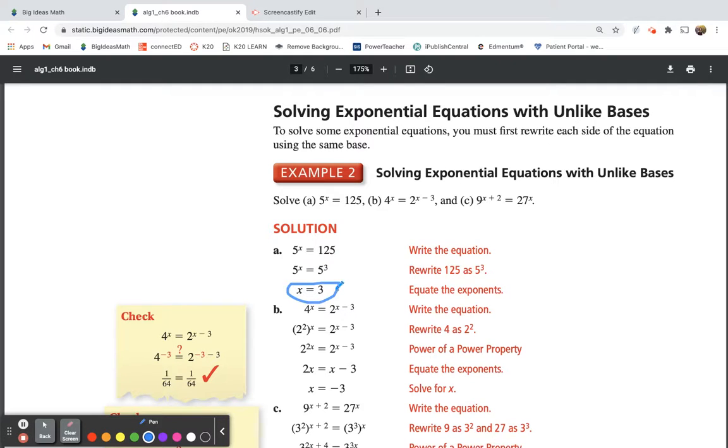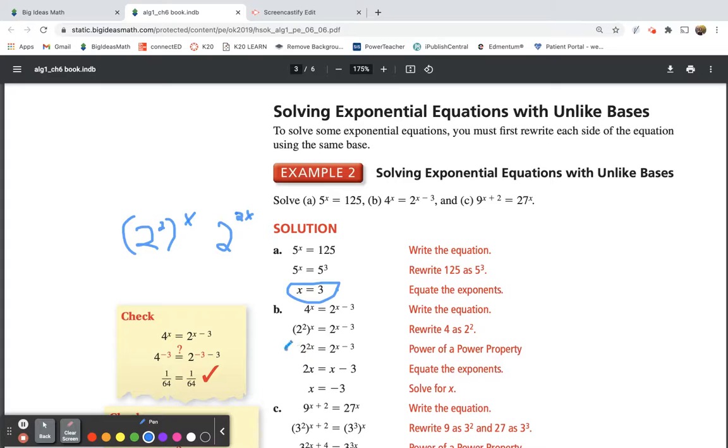On B, we have 4 to the x equals 2 to the x minus 3. So on this one, we can make 4 a 2 because 2 squared is 4. Even though it has another exponent, we know 2 squared is 4. Put that in parentheses, then you have your other one, which is x. Because we have, in previous lessons, the rule is when you have an exponent raised to another exponent, you multiply them. So 2 times x, it becomes 2 to the 2x power.